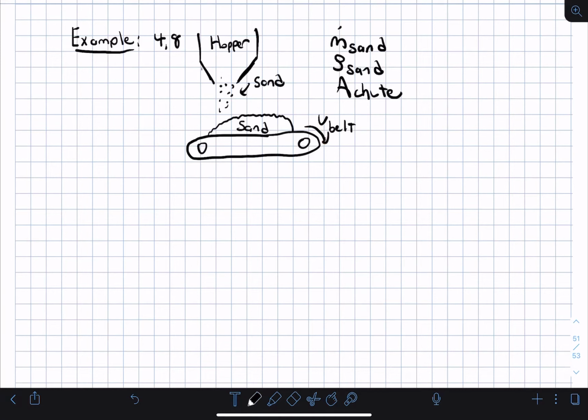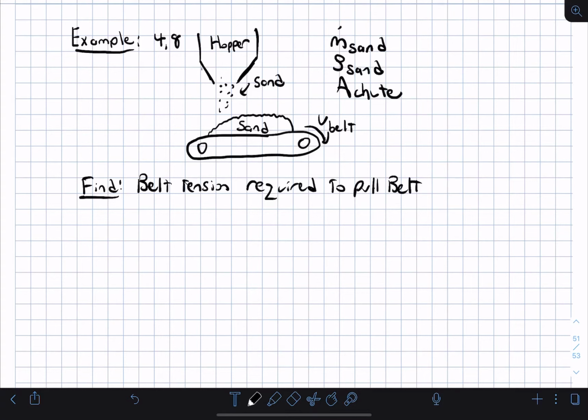Okay, and what we are asked to find is the belt tension required to pull the belt. Okay, and we are to neglect friction.